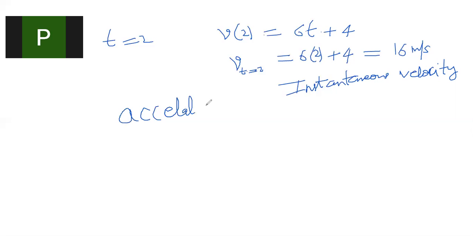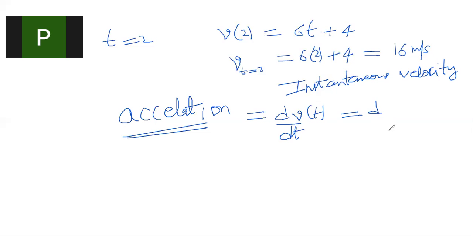Acceleration. This is the most important step, a very important step you should know. Acceleration is the first derivative of the velocity function, simply dv by dt. Understood that? dv by dt. Now, what was your velocity function which we got?